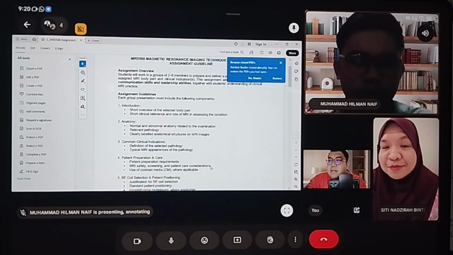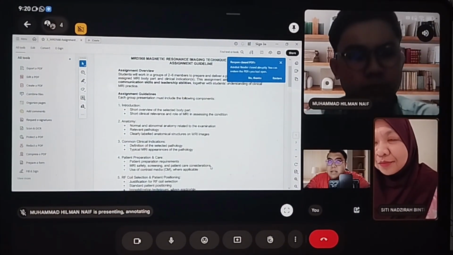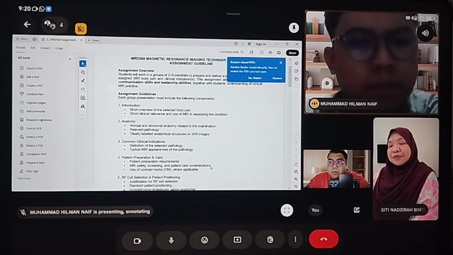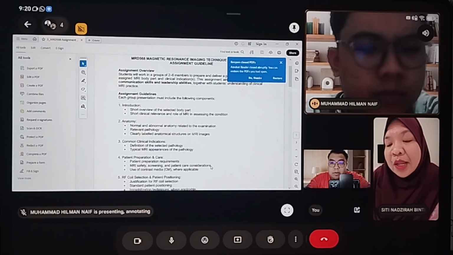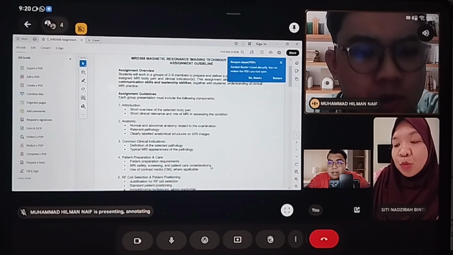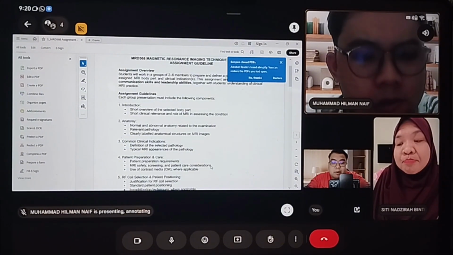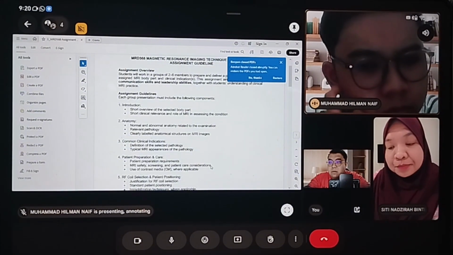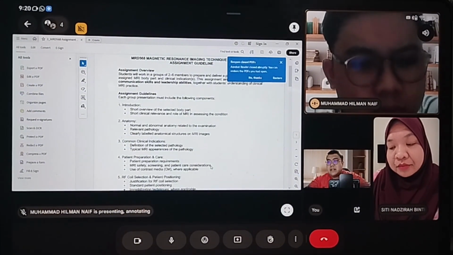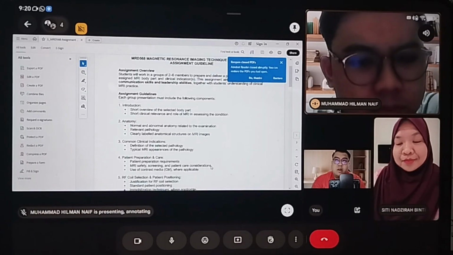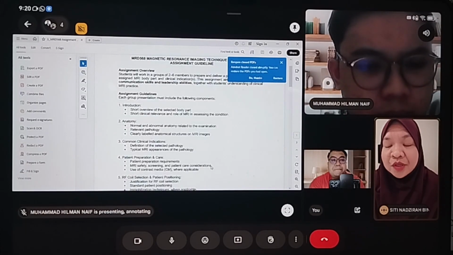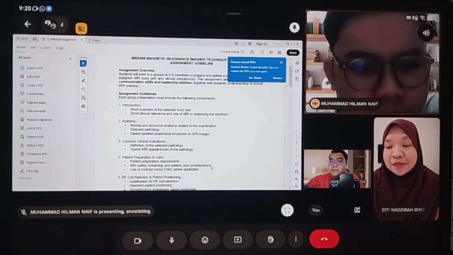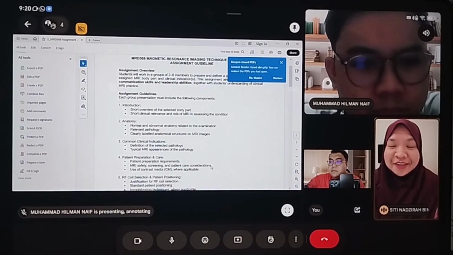Okay. Then for the critical parts, the MRI protocol and scanning parameters, the rationale for the protocols, and lastly the image artifact, I will handle them. I will also coordinate the slide arrangement and the overall flow of our presentation. I think it is a good division.